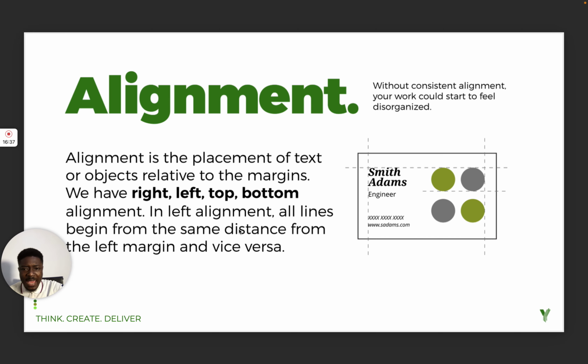And then you have alignment. Alignment is so important. Alignment is the placement of text. You can't have Smith Adams engineer, and then you have the characters coming outside. No, make everything aligned. If you're going to have shapes, they should be well aligned. They should be on the same line, on a straight line. Make it neat, make it aligned. Alignment is the placement of objects or text to the margin. You have right, left, top, bottom alignment, and all of that.